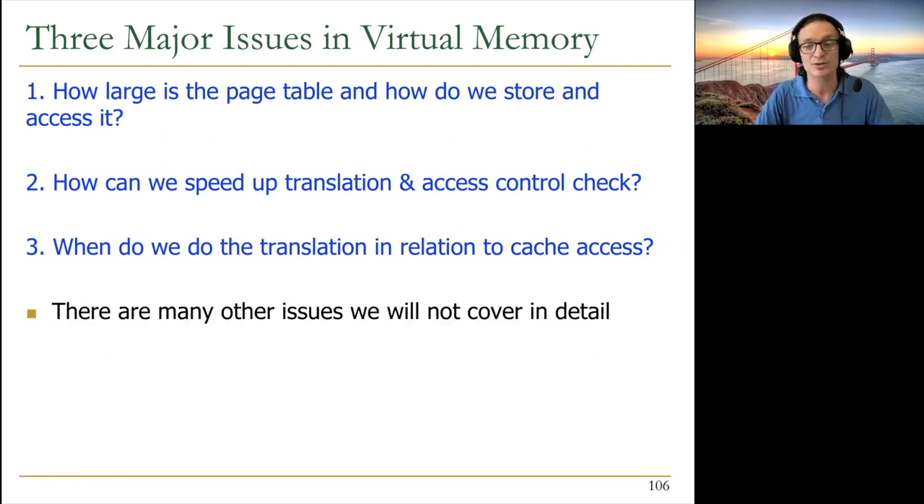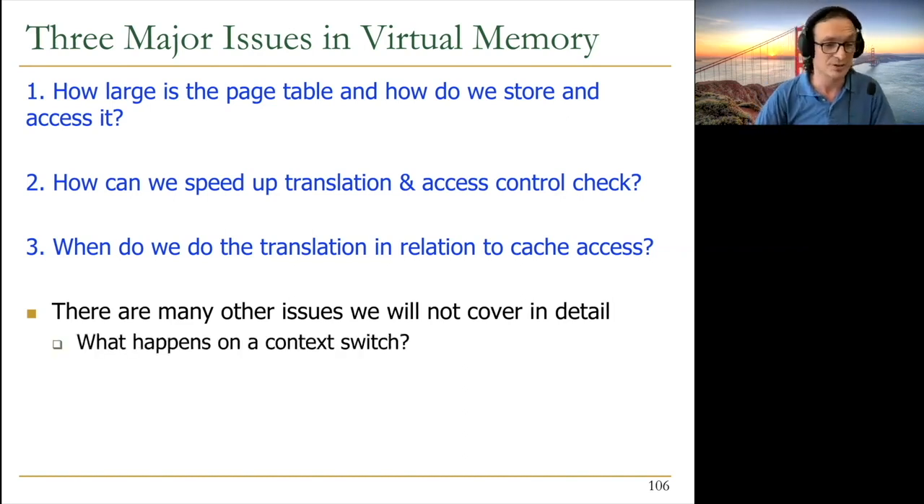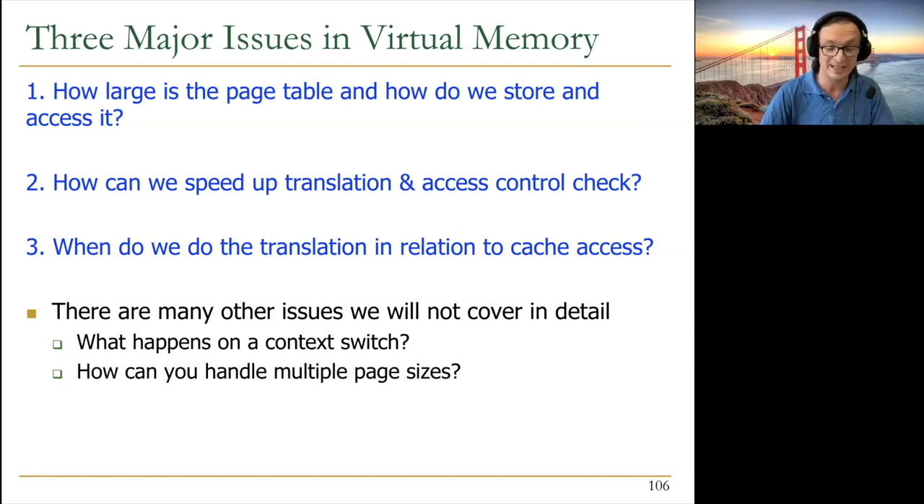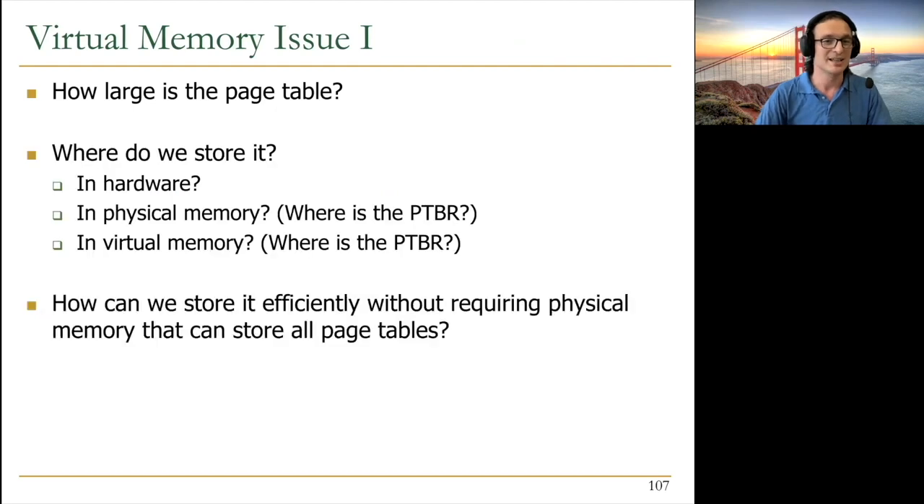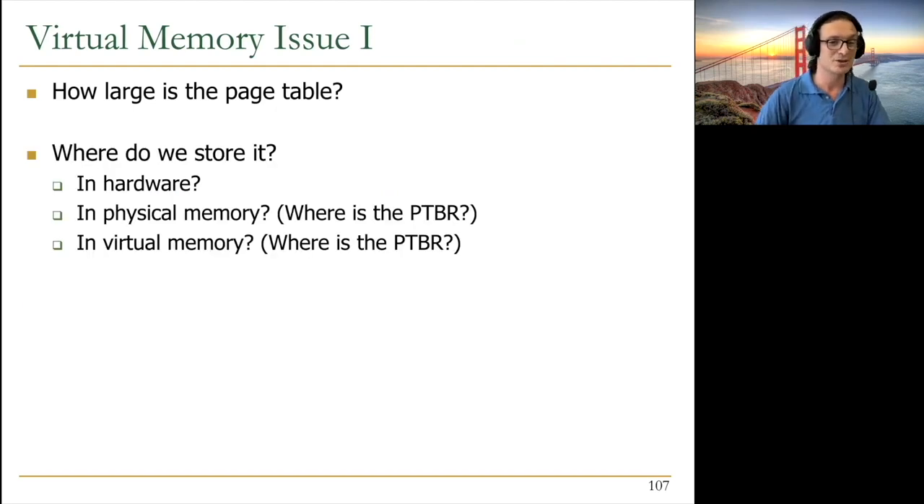There are many other issues in virtual memory that we will not cover in detail. I mentioned some of those while we were discussing some earlier issues. What happens on a context switch? How can you handle multiple page sizes in an efficient manner, etc.? We're going to touch upon some of this when I give you a real-world example, but not in great detail. So issue one is, how large is the page table? Where do we store it? In hardware, physical memory, virtual memory? I think we've already discussed these questions.